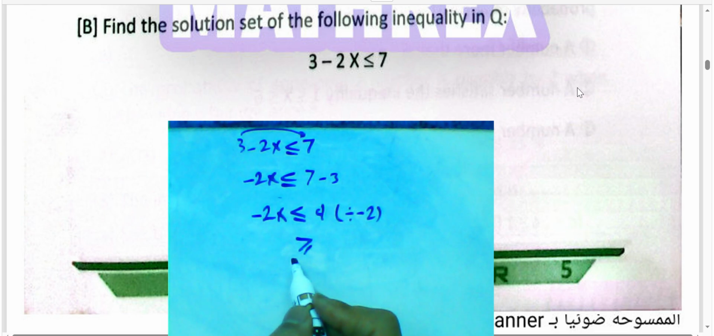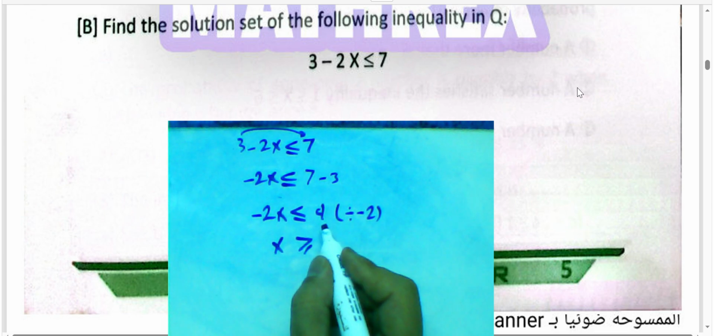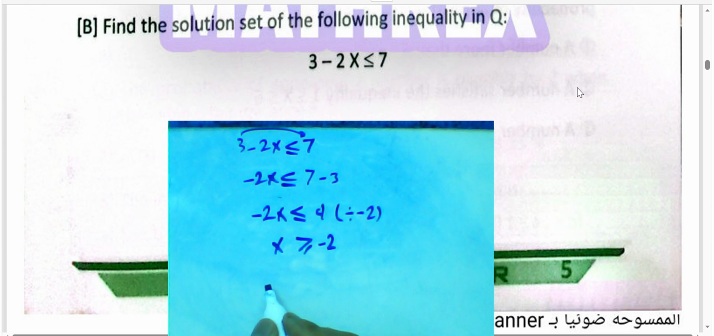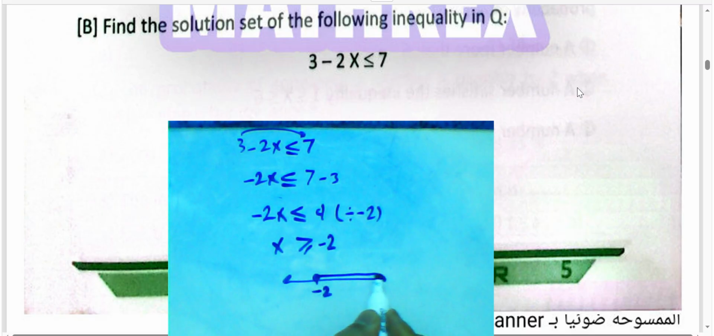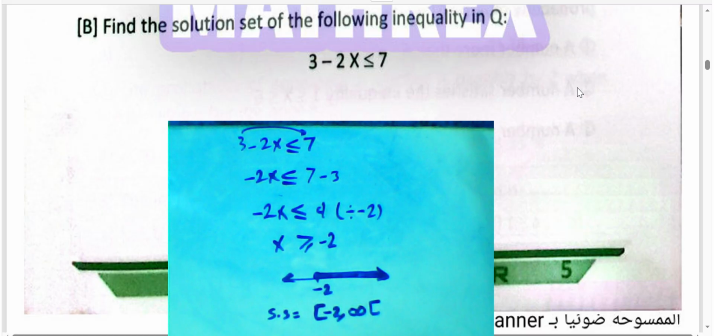Next step, we can divide by negative 2 and change the direction here. Then x greater than or equal to 4 divided by negative 2 equal negative 2. Now we can draw the number line from negative 2 closed to infinity. Then the solution set will be closed from negative 2 to infinity opened.